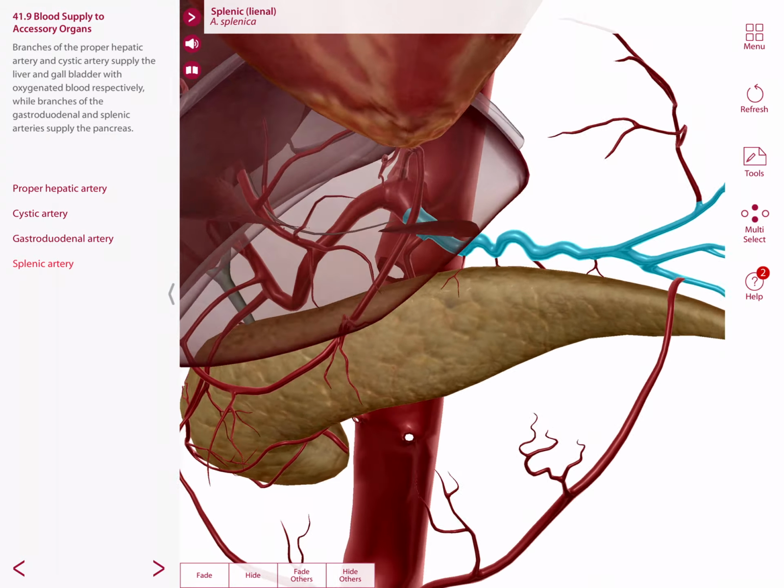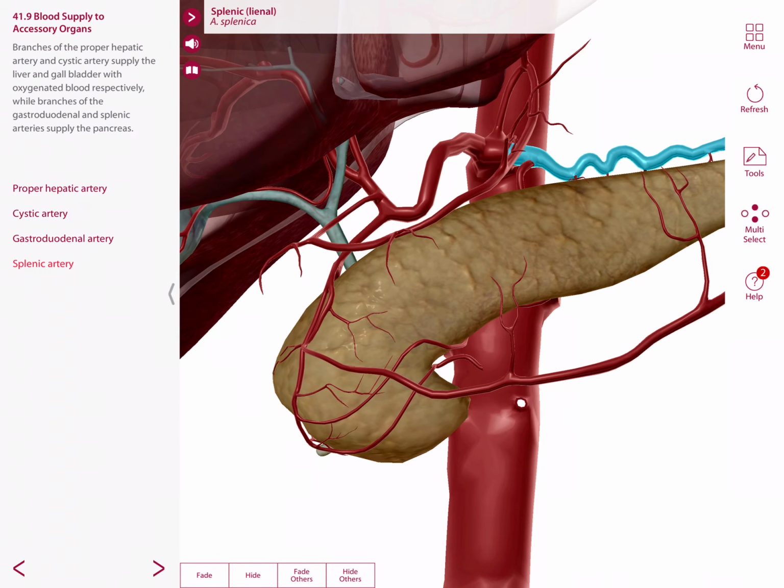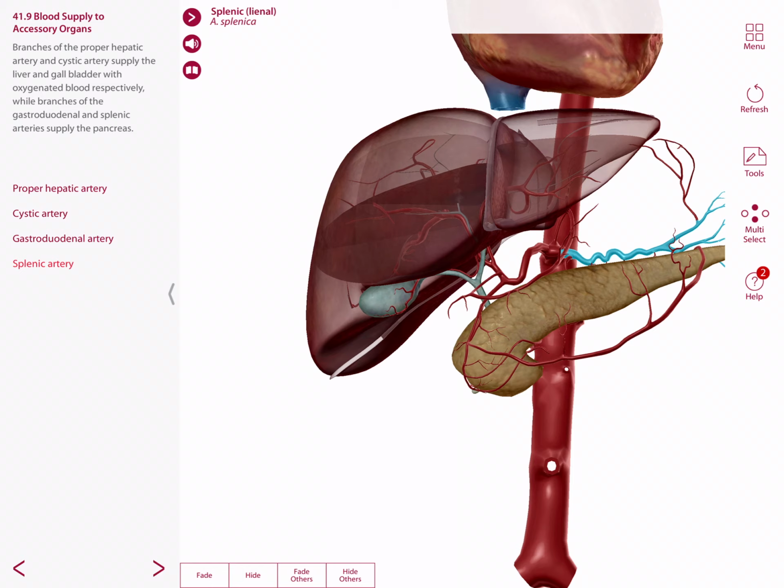So these blood vessels are all going to supply the accessory organs. So these are going to supply the gallbladder and the pancreas.